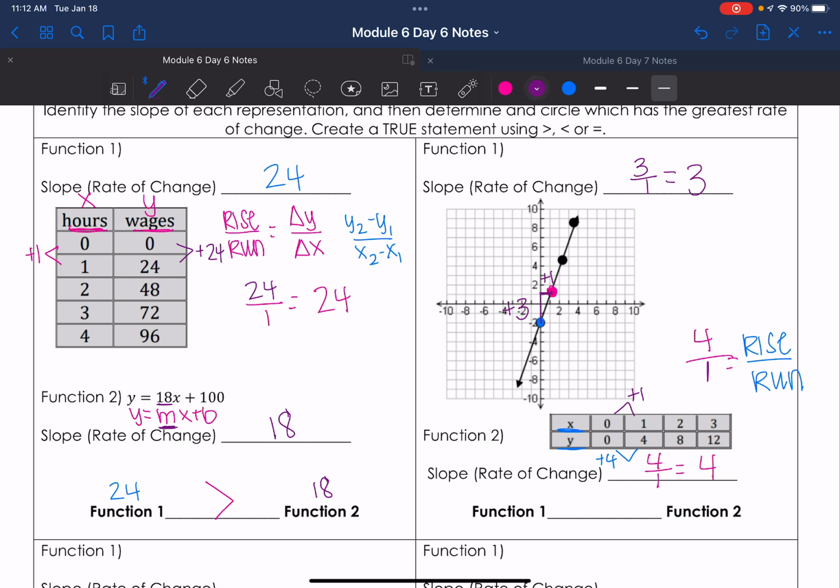So we can write these. I've got my function number 1, which is a slope of 3, and my function number 2, which is a slope of 4. So that means that function number 2 has a greater rate of change.